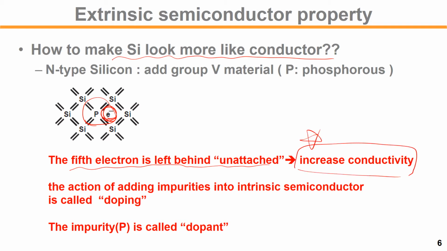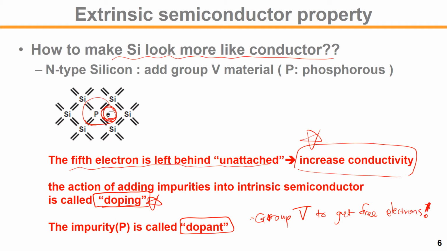This action of adding impurities into an intrinsic semiconductor is called doping. The impurity, for example phosphorus in this case, is called a dopant, right? So we added the dopant from group 5 to get more free electrons. This is called N-type silicon. From the pure intrinsic silicon, the carrier type is electron. So we add the group 5 material.